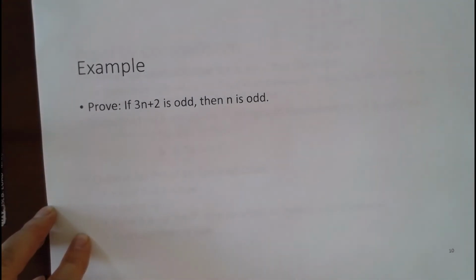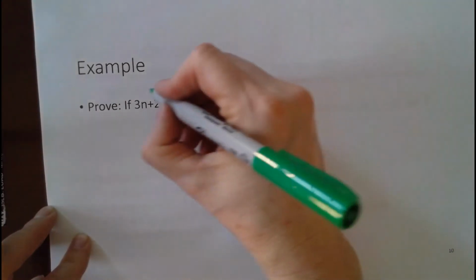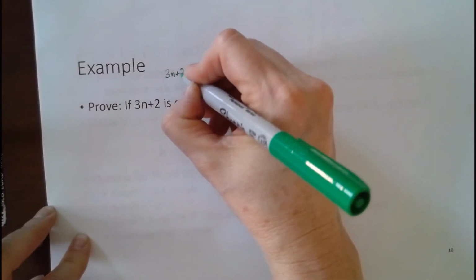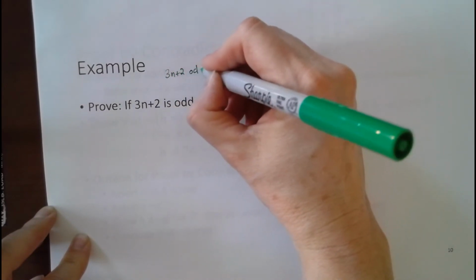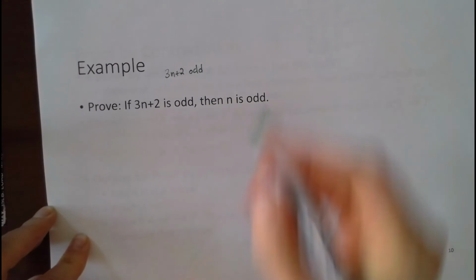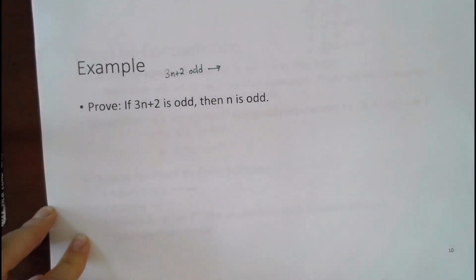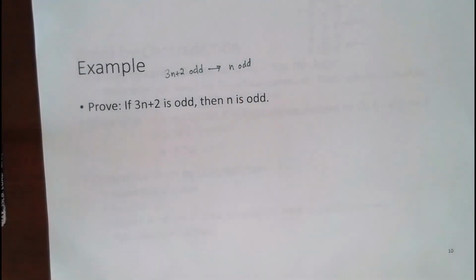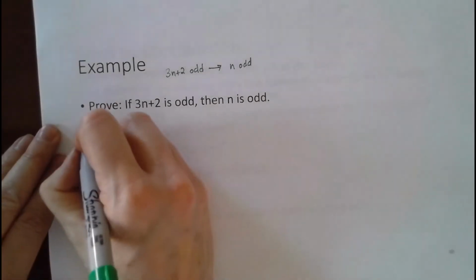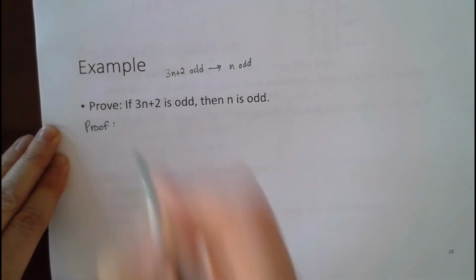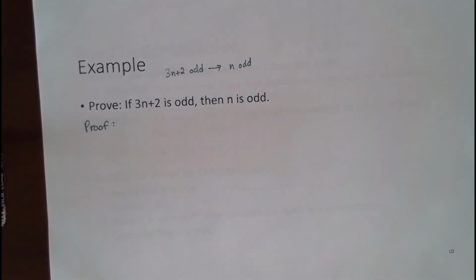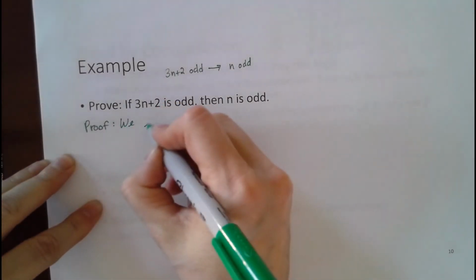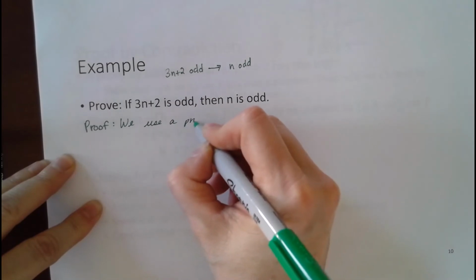Okay, so think about, all right, we have 3n plus 2 odd. That's our hypothesis. Then n is odd. That's our conclusion. It's probably a good idea to alert your readers, hey, we're going to use a proof by contradiction, just so that they're mentally ready for it. So we use a proof by contradiction.